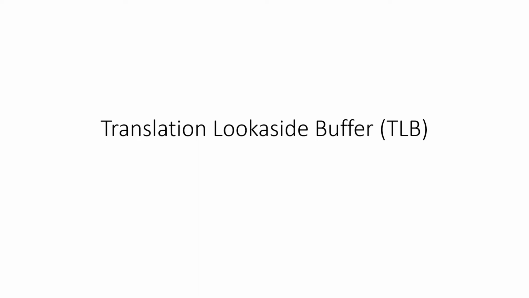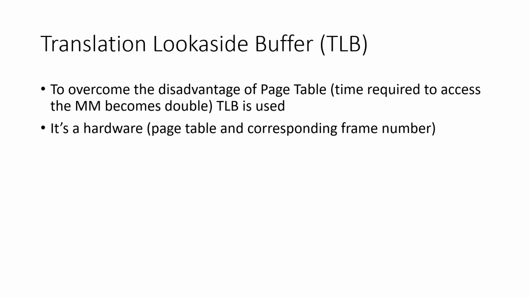Now we'll see what is Translation Lookaside Buffer, which is also known as TLB. As discussed in the previous lecture, we know that the disadvantage of using a page table is that the time required to access the main memory becomes double, hence the speed reduces by half. To overcome this limitation, we use Translation Lookaside Buffer, that is TLB. It is a hardware which keeps the record of a page table and the corresponding frame number.